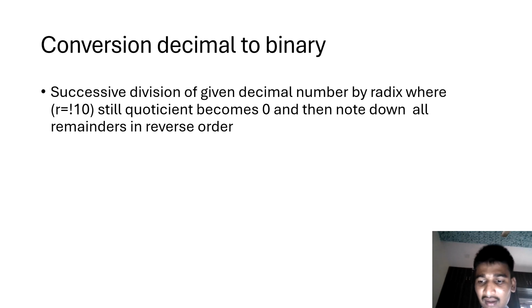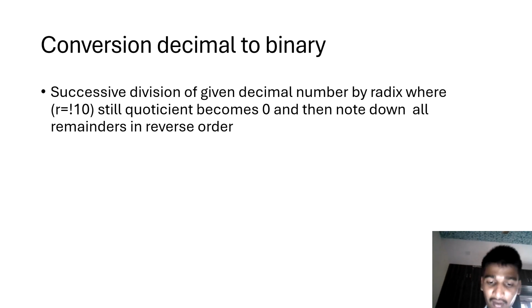These are depending on the binary. Binary numbers are only placed as 0 or 1. It's useful, and we want to use the logic. While we are understanding the concept, it is useful in STLD, like a successive division of a given decimal number by radix r, where r is not equal to 10.